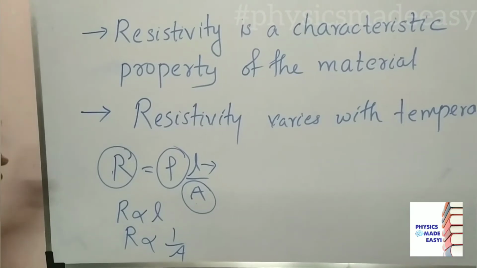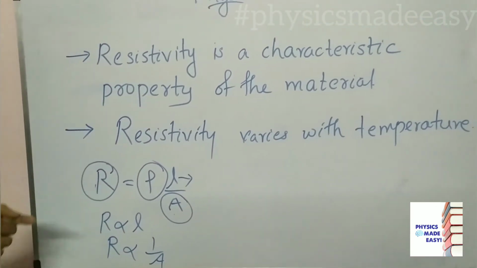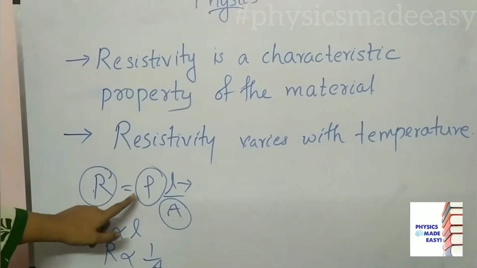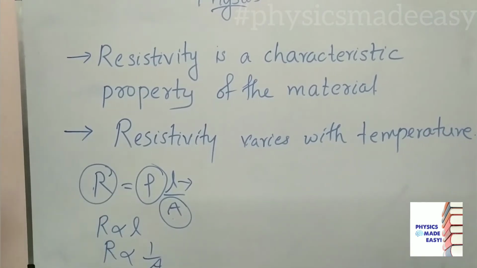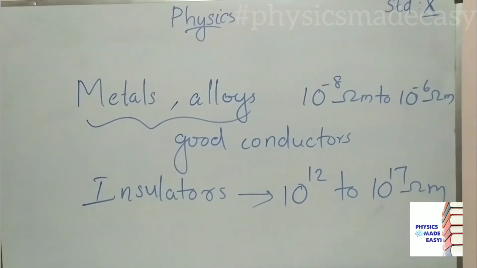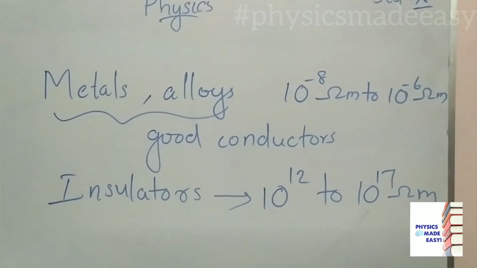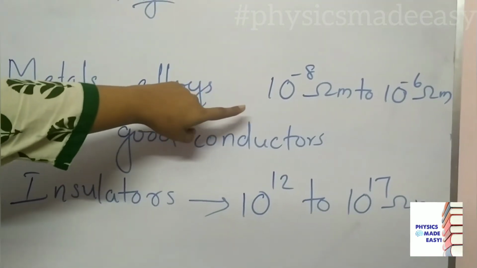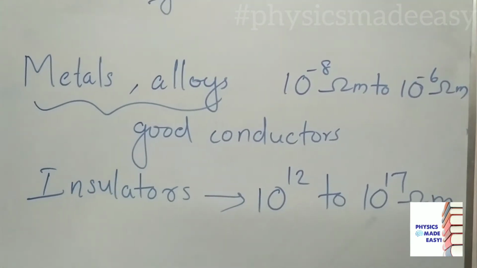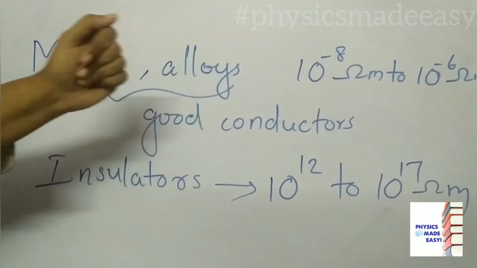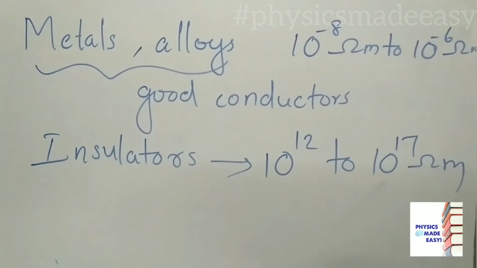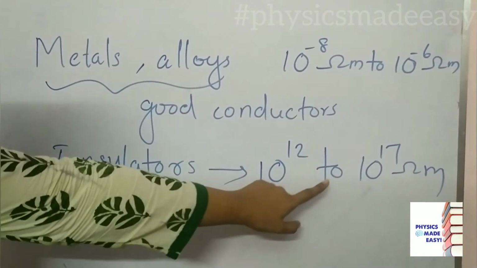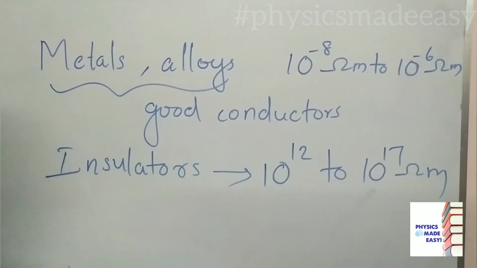That is, resistance depends on length, area and nature of the material, but here the resistivity depends on the nature of that material only. Here you can see the range of resistivity for metals and alloys, that will be in the range 10 raised to minus 8 ohm meter to 10 raised to minus 6 ohm meter. All these we can call as good conductors of electricity. For insulators, that will be 10 raised to 12 to 10 raised to 17 ohm meter.